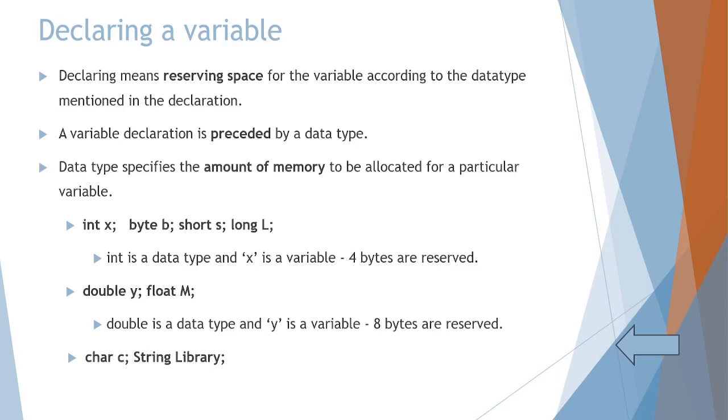For example, the very first word, int is a data type, int x semicolon. Int is a data type and x is a variable. 4 bytes are reserved. Double y, float m. First word double is a data type, y is a variable, 8 bytes are reserved. As a programmer, we may not remember or require to remember how many bytes, but a fair idea which data type is bigger than which one we should have as a programmer.